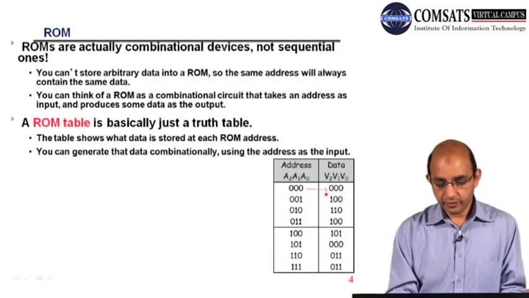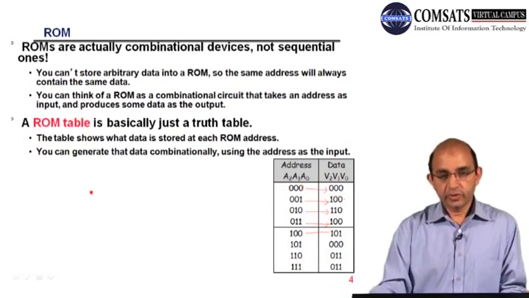So here we have 000 at this address, and then we have 0100 at the next location, and at the next location. So these are the addresses, and this is the actual data. There is no sequential circuitry required in order to generate those addresses or data.